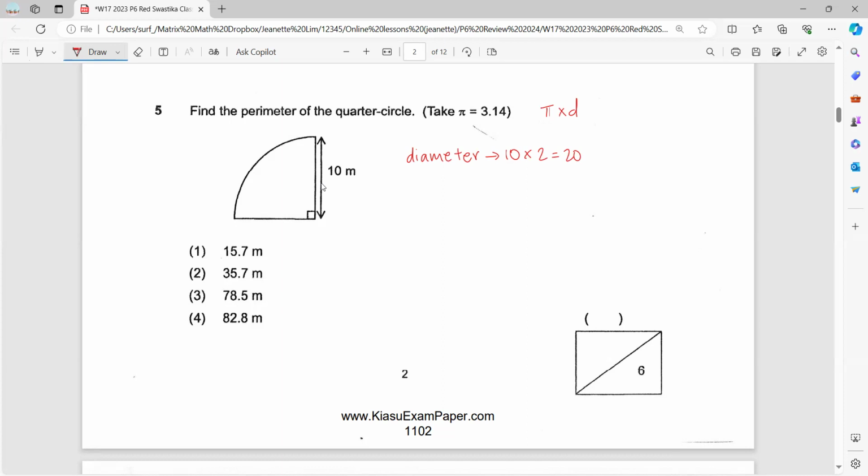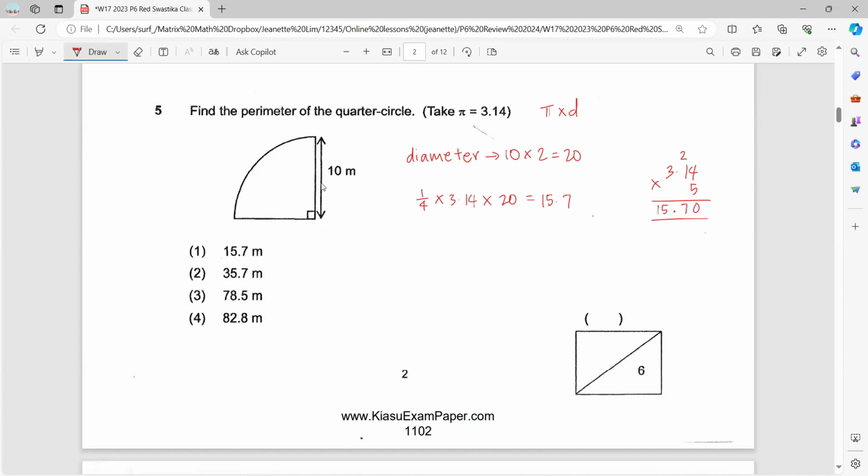And since this is a quarter circle, we take 1/4 times pi, which is 3.14, times the diameter. Right, no calculators. So what we can do is 1/4 of 20 is 5. So 5 times 3.14. Then you do your working. 4 times 5, 20. 1 times 5 is 5 plus 2, 7. 3 times 5, 15. Okay, so 15.7.